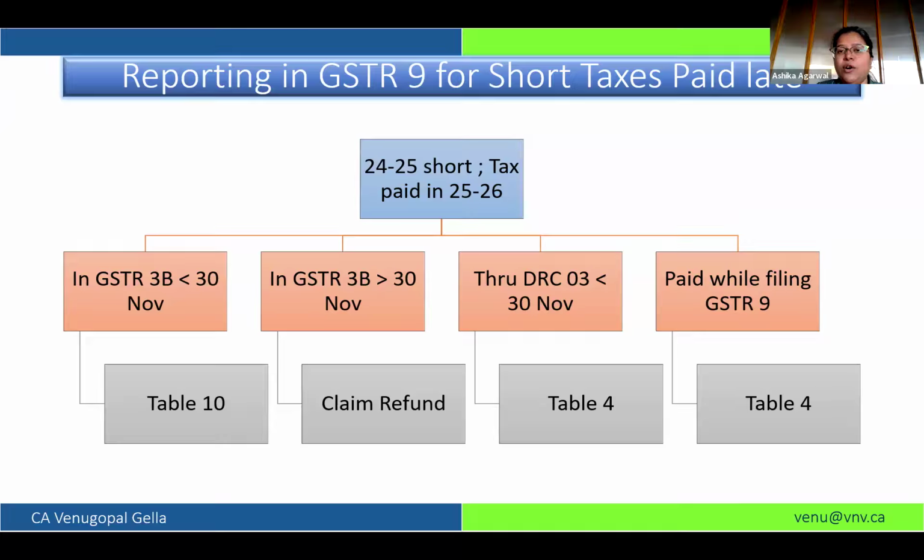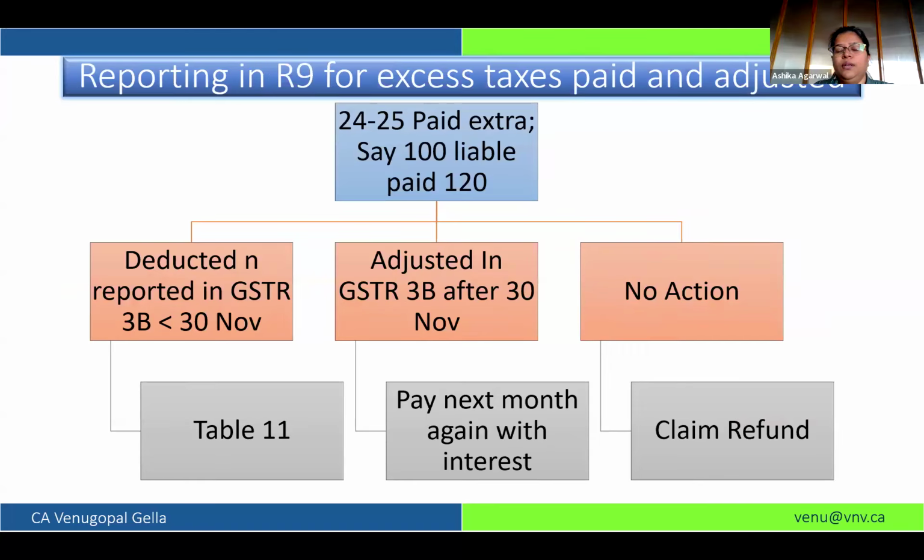Table 4 of GSTR 9 that we are talking about deals with the tax liability. Wherever we are liable to pay tax, we disclose it in table 4. Now, this is a case where you have excess paid the tax and how it should be reported and adjusted. Now for 24-25, suppose you are liable to pay 100, you paid 120.